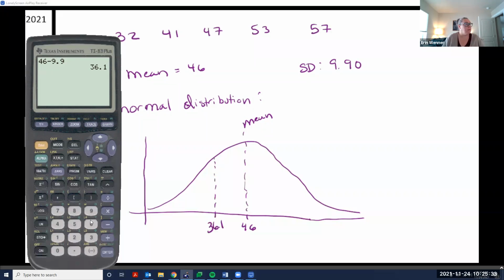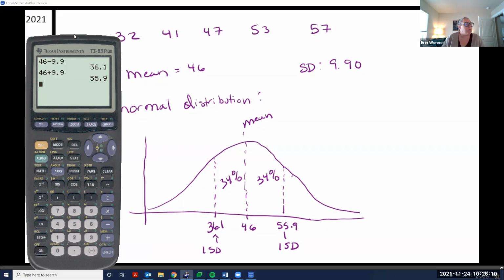And if I add 9.90 to 46, I get 55.9. So right, one standard deviation out. This is considered one standard deviation. And remember, I told you that 34% of your data will lie within there. And then really that's a total of 68% lies within one standard deviation of the mean.